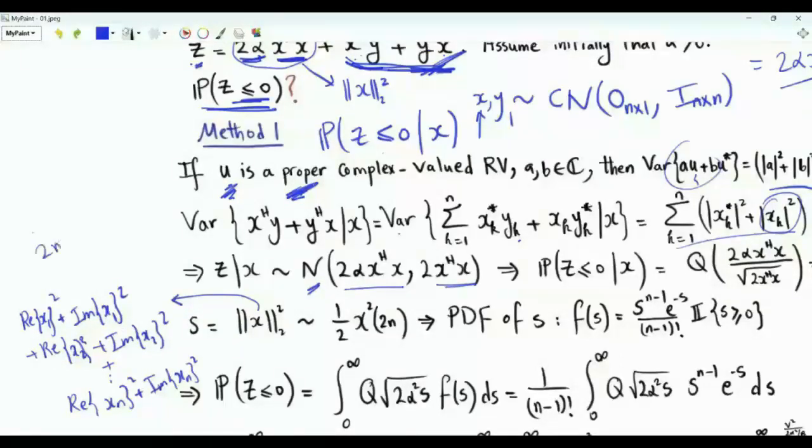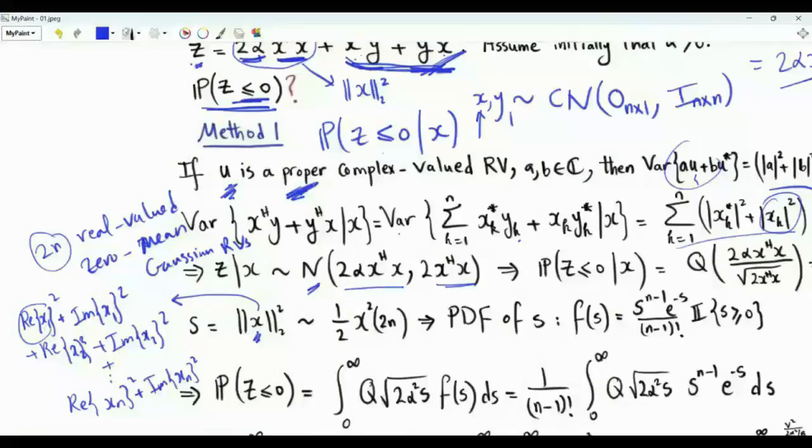We have now the squares of 2n real valued zero mean Gaussian random values. Because each component in vector X has a variance of 1 and X is circularly symmetric, then the real and imaginary parts of each random variable in X are independent and they have the same variance. So the real part has a variance of 1/2 and the imaginary part has a variance of 1/2. The L2 norm squared of vector X is the sum of the squares of 2n real valued Gaussian random variables that are zero mean and each has a variance equal to 1/2. If the variance is equal to 1 for each one of those guys, then we have exactly a chi-square distribution with 2n degrees of freedom.